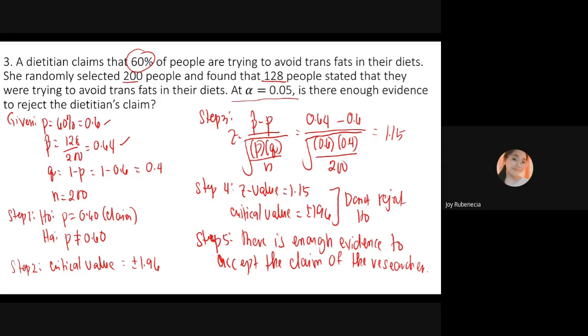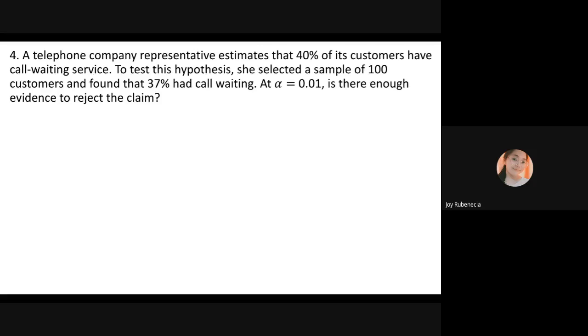I'll give you 5 minutes to answer number four. Start now. You list down the given. Step one, formulate the null and the alternative. Step two will be the critical value. Step three is the computation.